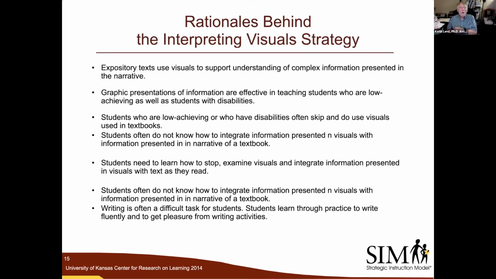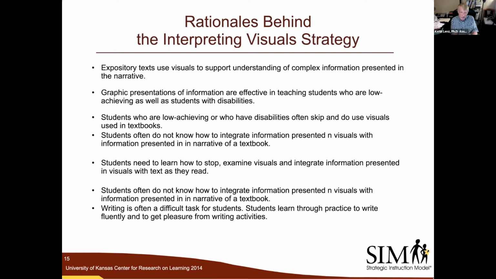understand. What we know, though, is graphic presentations of information have been found to be very effective in teaching students who are low achieving as well as students with disabilities, which means when information in text, which may be hard for students with reading problems to read, can also be found in a visual, they are more likely to comprehend that more difficult information. And so this becomes really important that we really teach kids how to move from the text to a visual to reinforce their comprehension or to check their comprehension or to increase their comprehension.